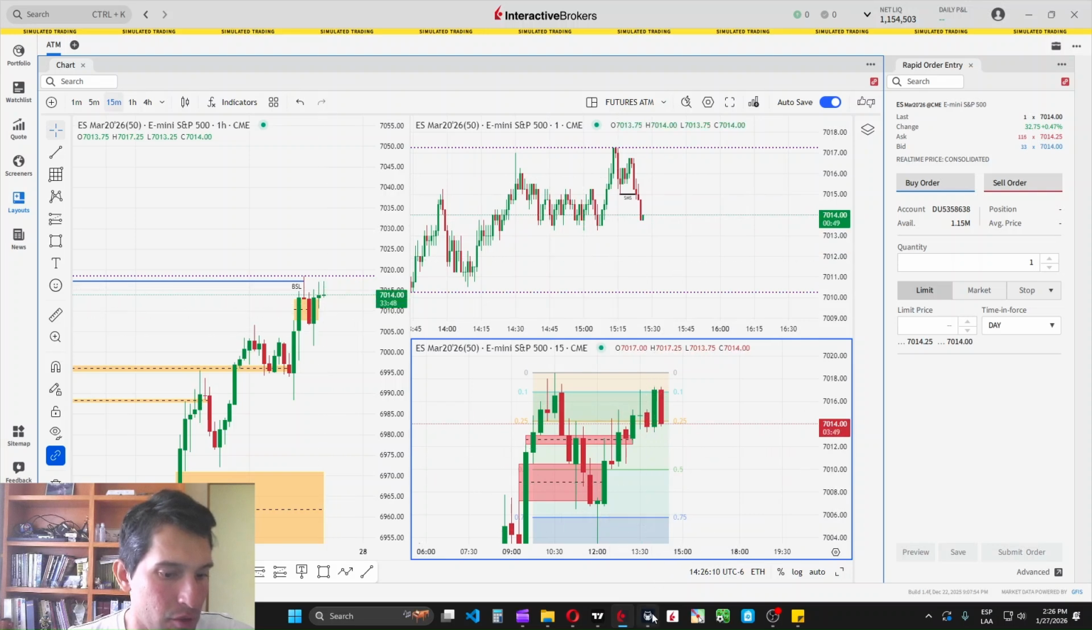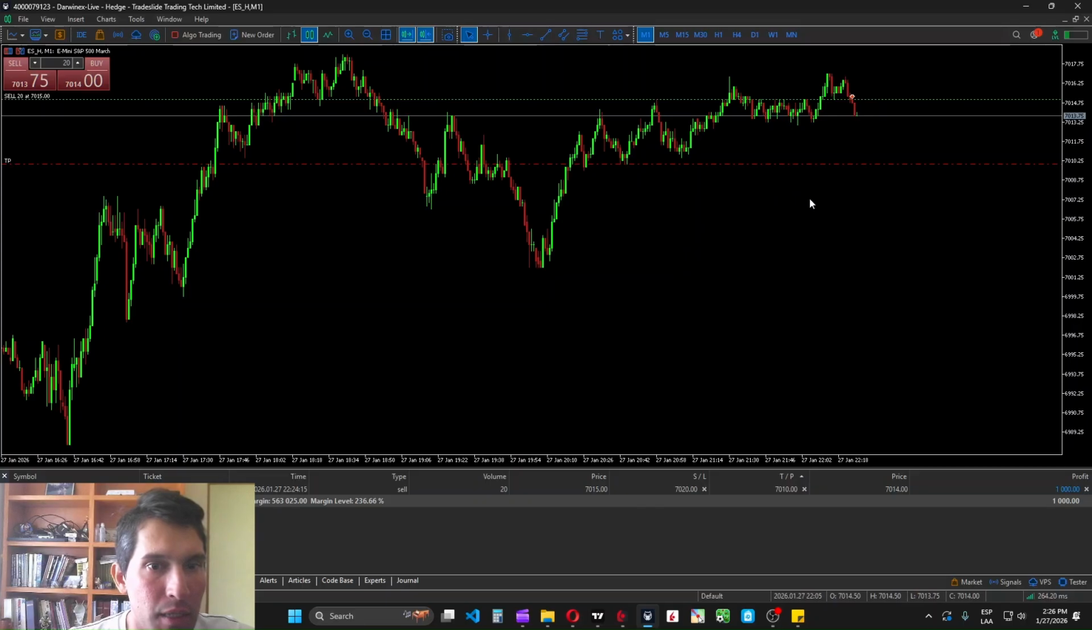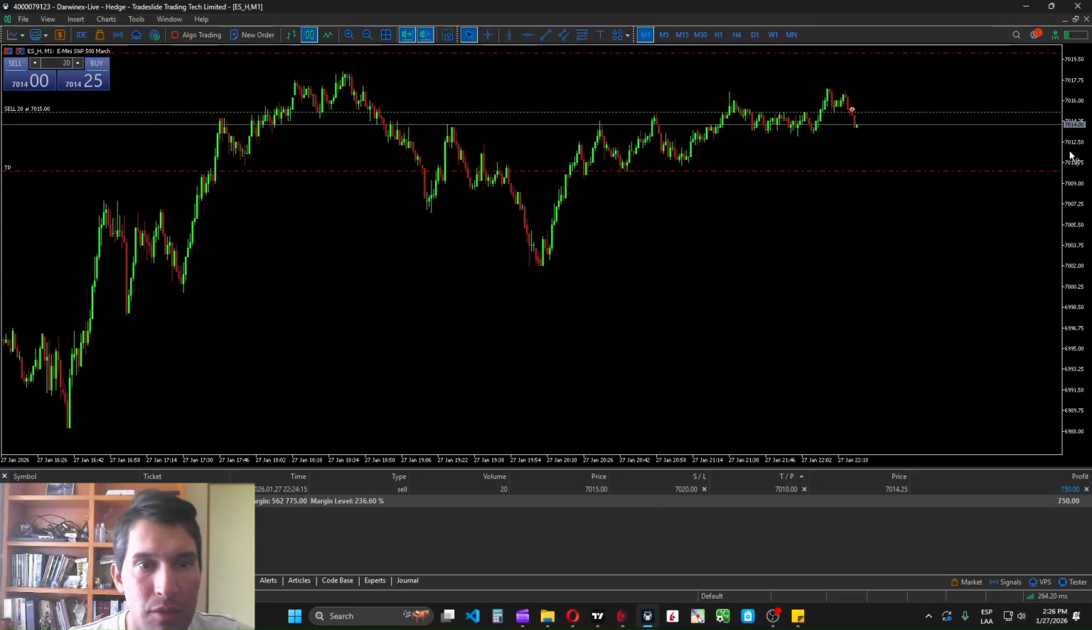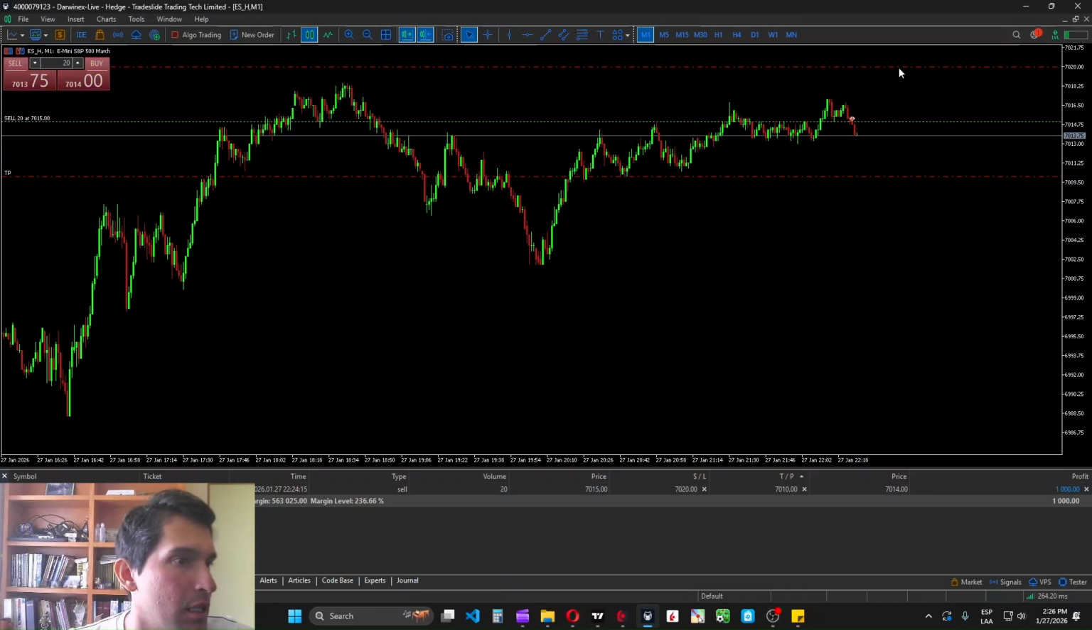So I'm gonna show you my account. This is a Darwinex Zero account that I'm trading right now. So the trade is here. It's a short. A stop is above the high of the day, and I'm targeting these levels right here. So this is a one-to-one setup.